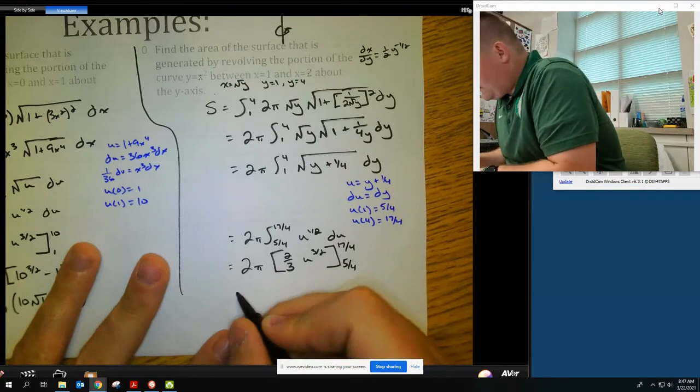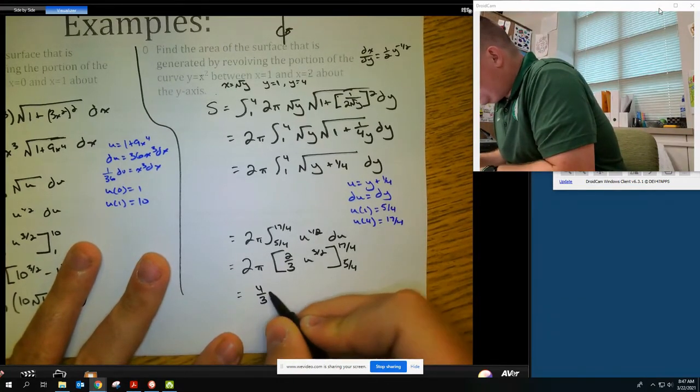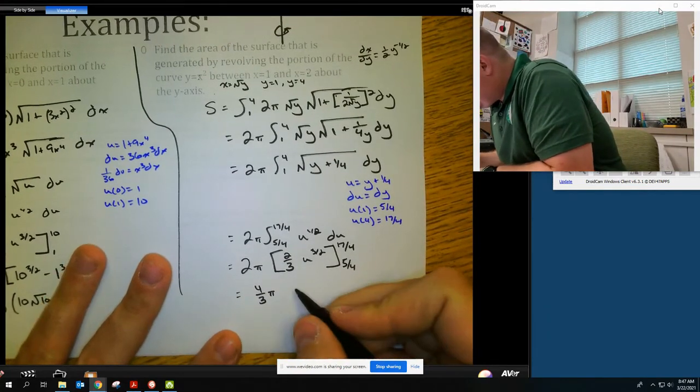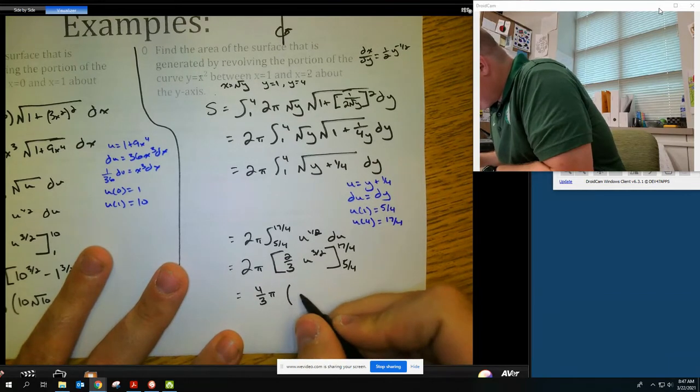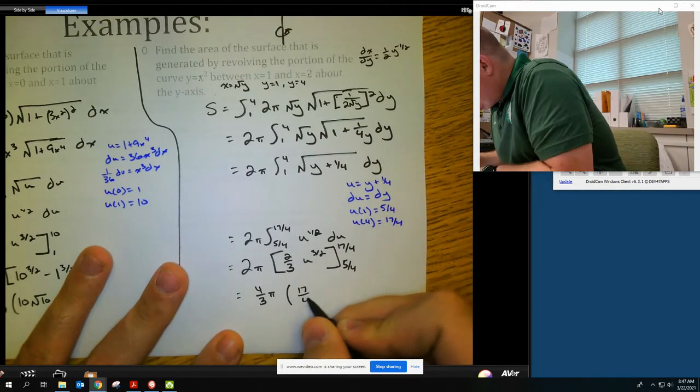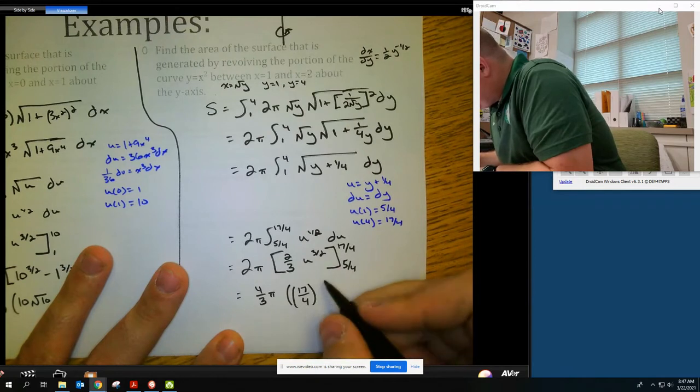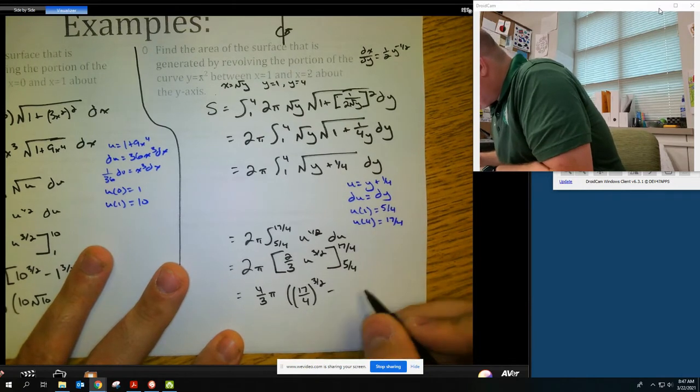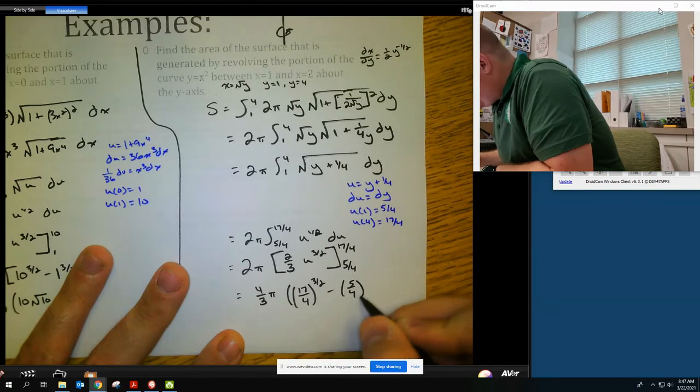So this is going to end up giving me 4/3 pi, and then 17 over 4, the 3/2 minus 5 over 4 to the 3/2.